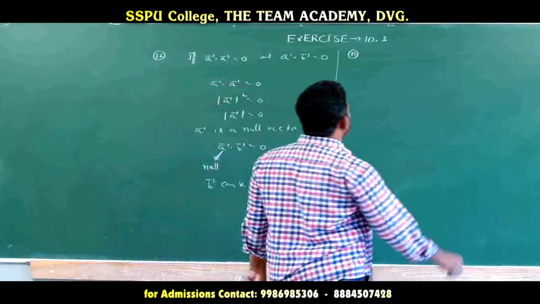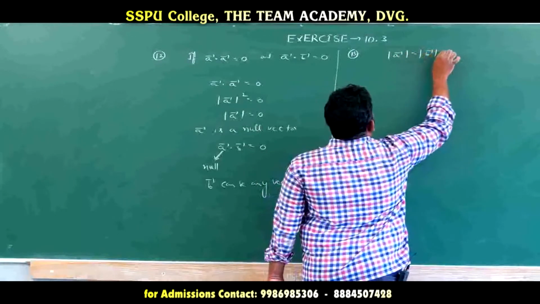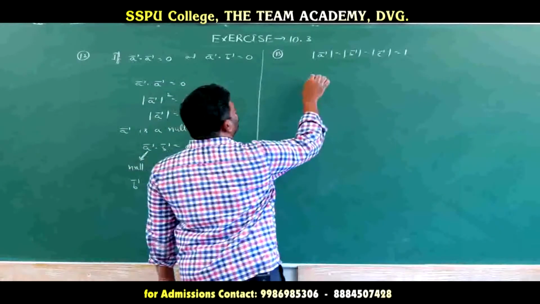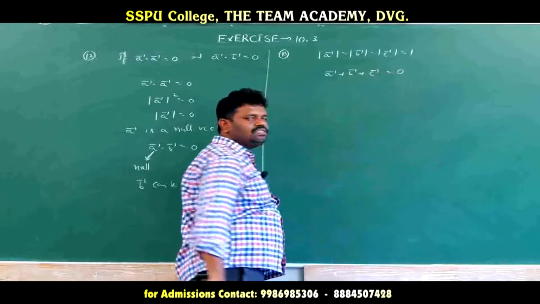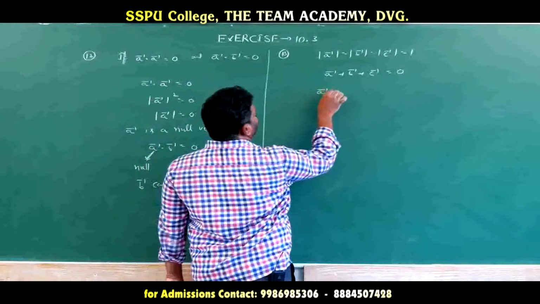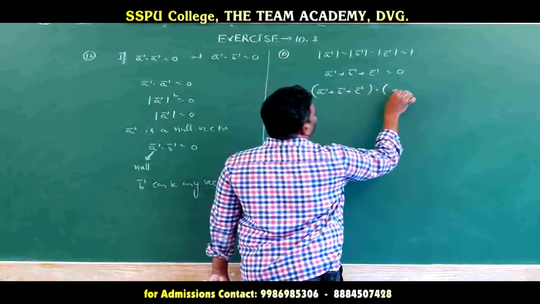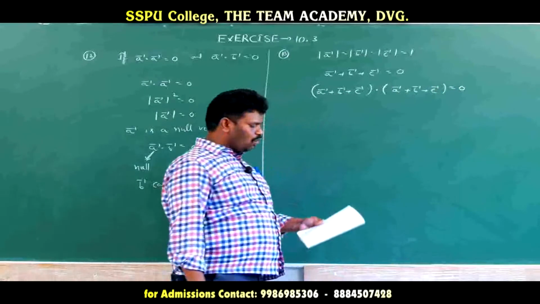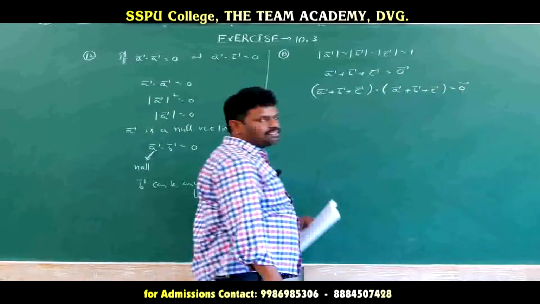So first, given that these three are unit vectors: magnitude of a bar is equal to magnitude of b bar is equal to magnitude of c bar is equal to 1. And another condition given here: a bar plus b bar plus c bar is equal to 0. Now if we square on both sides, we get (a bar plus b bar plus c bar) dot (a bar plus b bar plus c bar) is equal to 0 vector. So 0 means this side is a null vector.